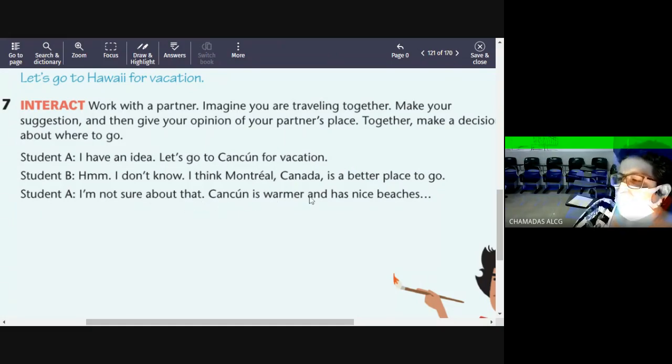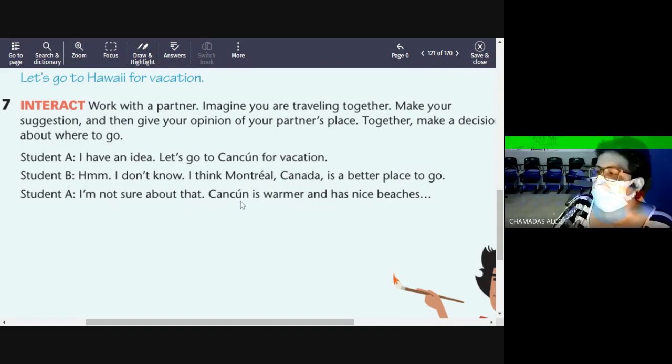Cancun is warmer and has nice beaches. Yes, be careful. Here is "is," not "are." So Cancun is warmer and has nice beaches. Okay, good. All right, people.